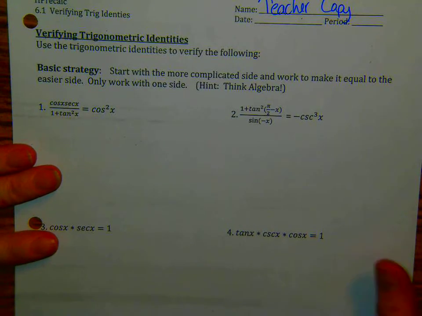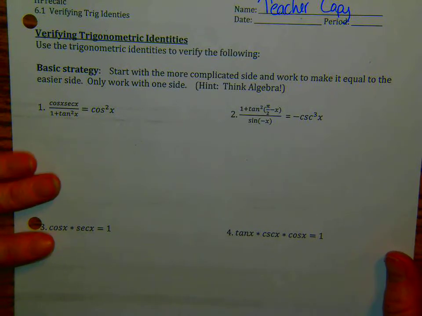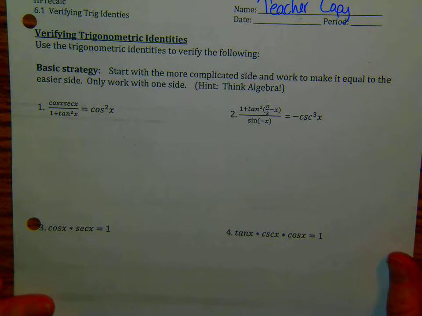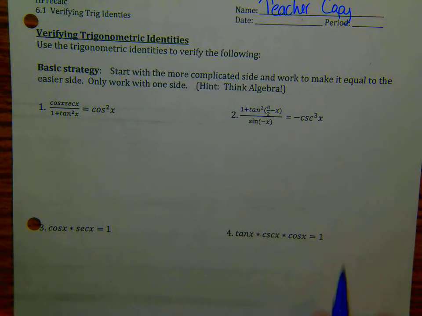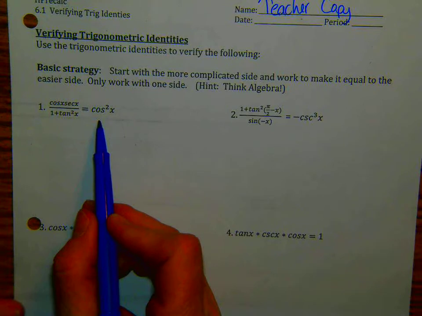Today we're going to talk about verifying trigonometric identities. We have been talking about simplifying identities. There's a difference between verifying and simplifying. When we verify, we're saying that one thing is equal to another. We have to prove it.